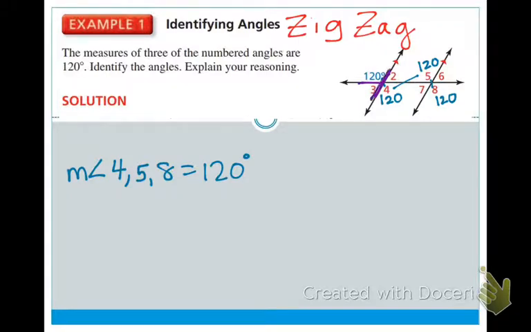Sorry if you can't see my purple. It's right here. All right, so then what is 180 minus 120? 60. So that means the measure of angle 3 is 60.